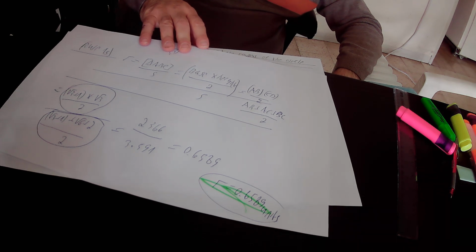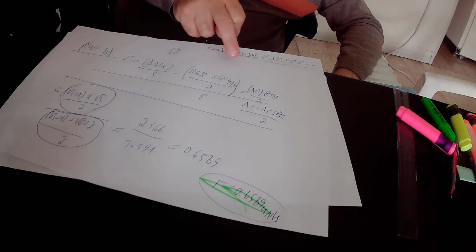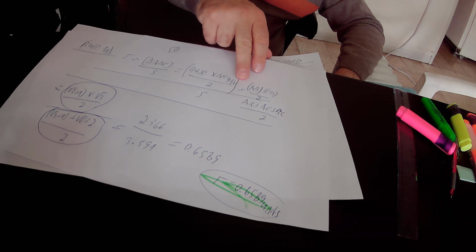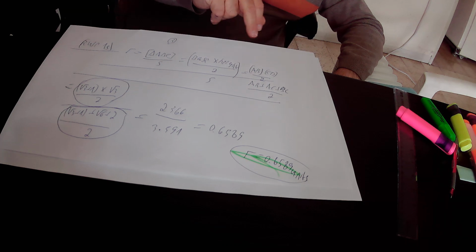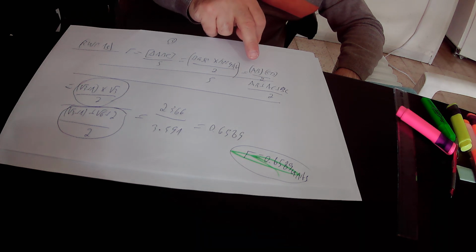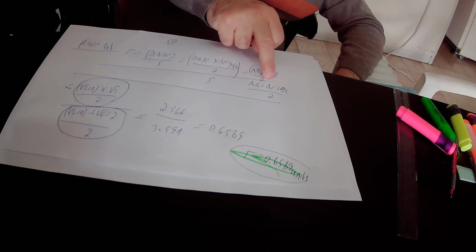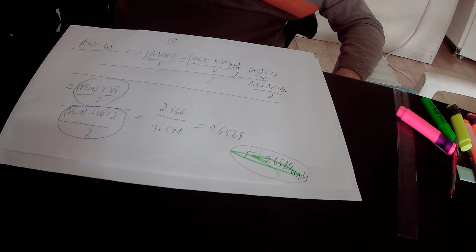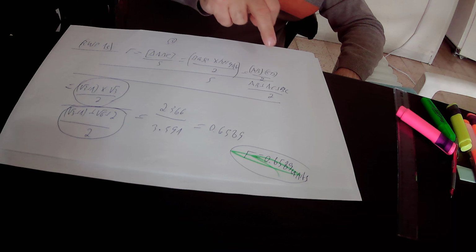And we have to divide the area by S. S is the semi-perimeter of the same triangle ABC. The semi-perimeter is the perimeter over 2. And the perimeter is the sum of the side lengths, AB plus AC plus BC. If you divide it by 2, you get the semi-perimeter S.